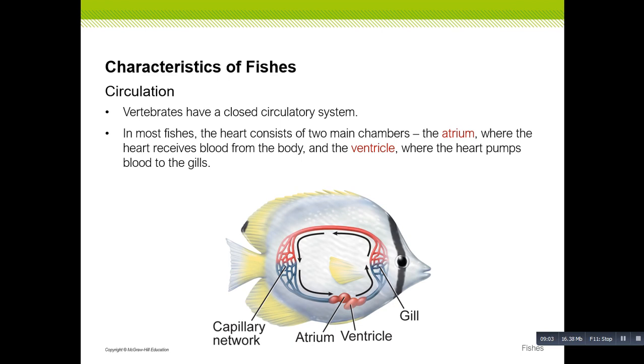So they will have a capillary network just like you and I do. They'll have one at the site of the gills, just like we have a capillary bed at the site of our lungs. And they'll have a capillary bed at the site of the tissues to which that oxygen is moving.